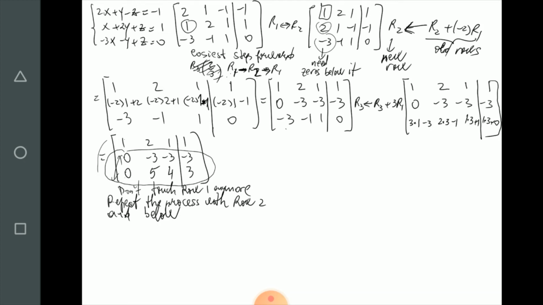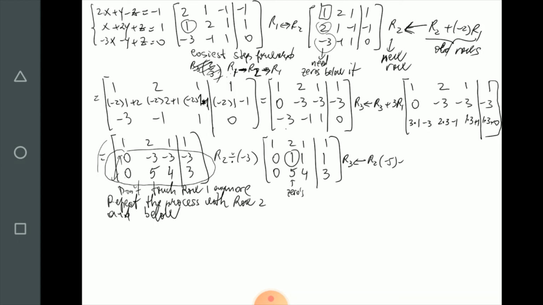Okay, so how do I produce a 1 on the first non-zero entry on the second row? Well, obviously, given these entries, the easiest thing is to just divide row 2 by minus 3. So now my matrix becomes 1, 2, 1, 1, 0, 1, 1, and 1 again. And then finally, we make zeros below this 1, which is just 1, 0 to make. And the only way to do it, because I can't touch row 1 anymore, is to multiply row 2 by minus 5 and add it to row 3.